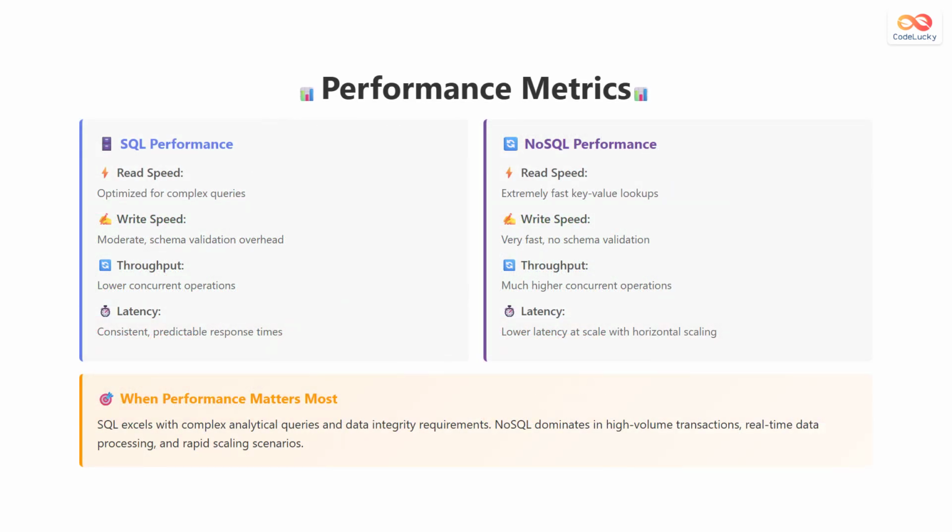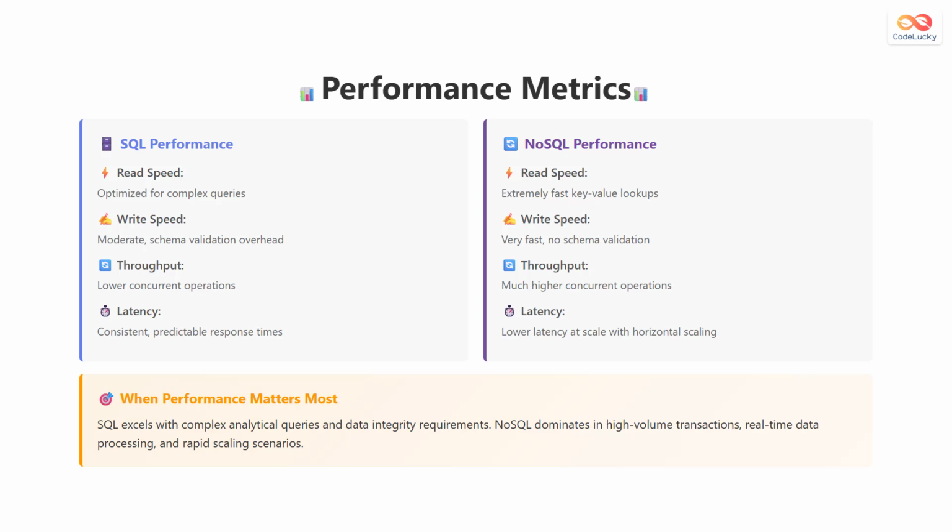Now let's discuss performance characteristics. SQL read speed is optimized for complex queries, making it efficient when you need to combine data from multiple tables. SQL write speed is moderate because the system validates data against the schema before storing. SQL throughput supports fewer concurrent operations since the single server can only handle so many requests simultaneously. SQL latency is consistent and predictable, which is valuable for applications where performance variability matters.